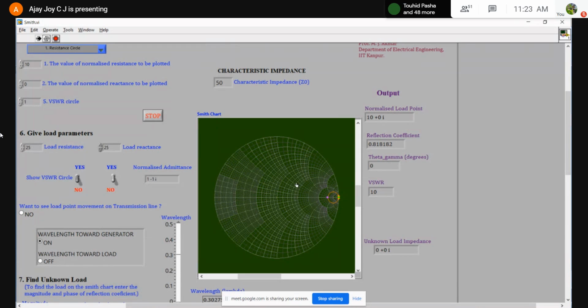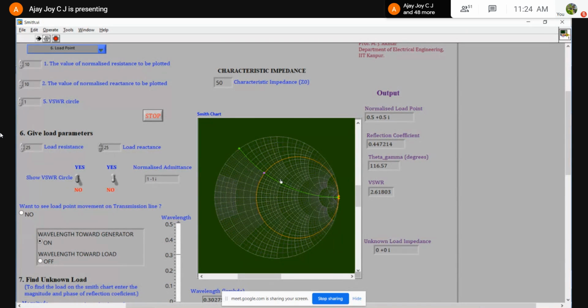Actually, using this Smith chart, we can calculate the normalized load point. Here, if we give values for both the normalized resistance and normalized reactance to be plotted, you can see that this circle represents the resistance, and this arc represents the reactance. Where the circle and arc meet, at this point we get to know the value of the normalized load or load point.